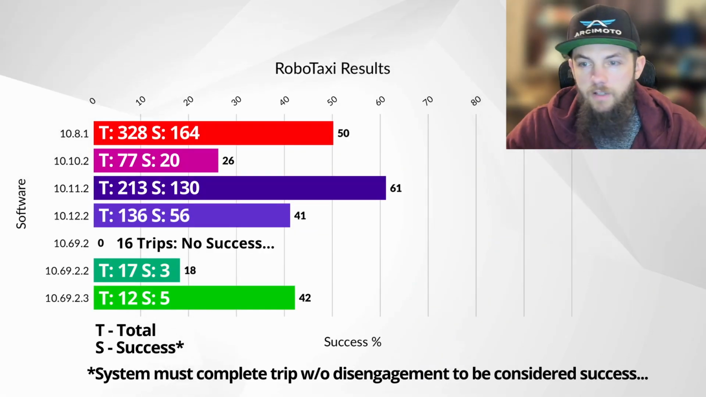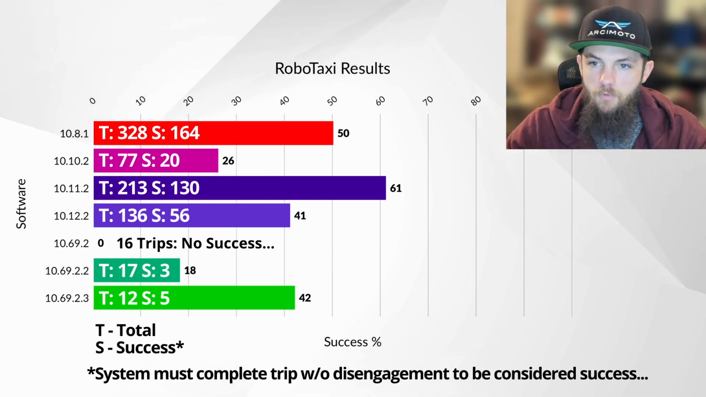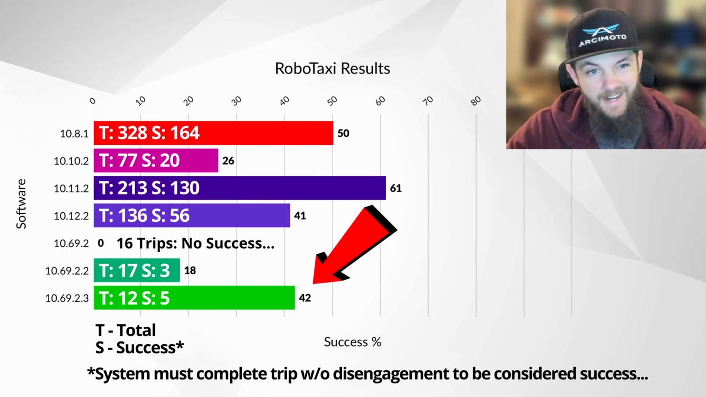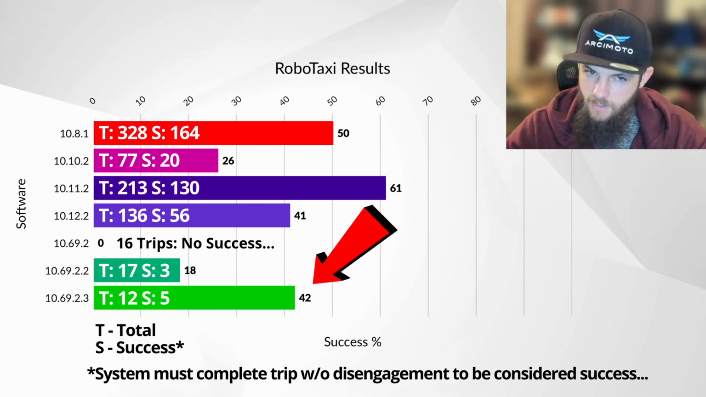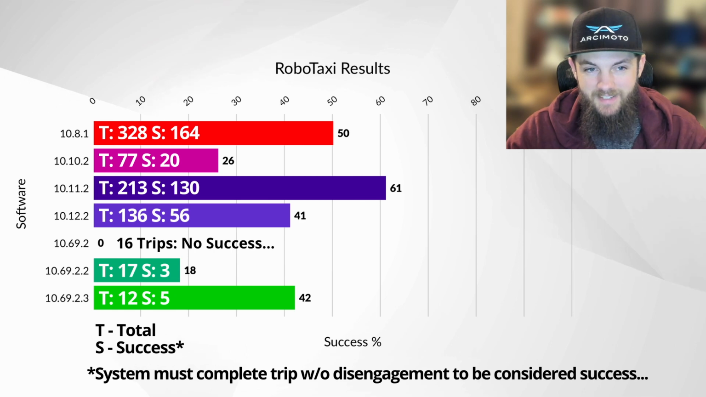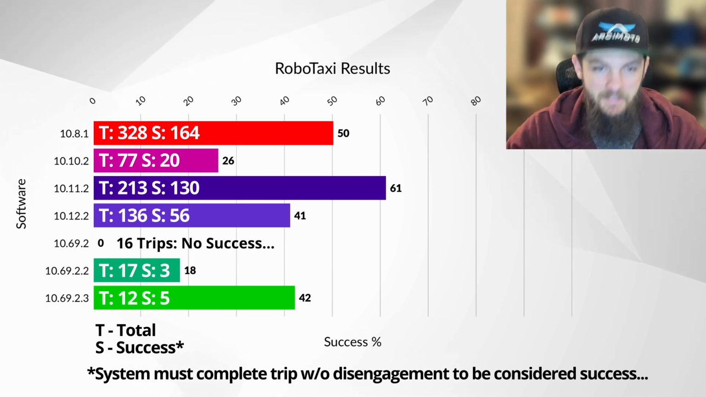Alright, we'll take a quick look at the information from the last report before adding in the last 2 weeks of information as a recap. Over 12 trips down there on 10.69.2.3, you'll see that there was a measured 42% success rate as compared to some not so good results from 10.69.2.2 and 10.69.2. And of course, we're still looking for the long-awaited return to that 60+% reliability at the top there.